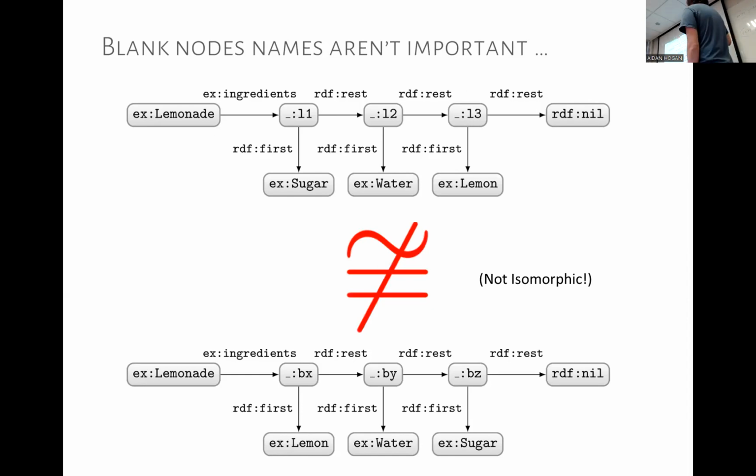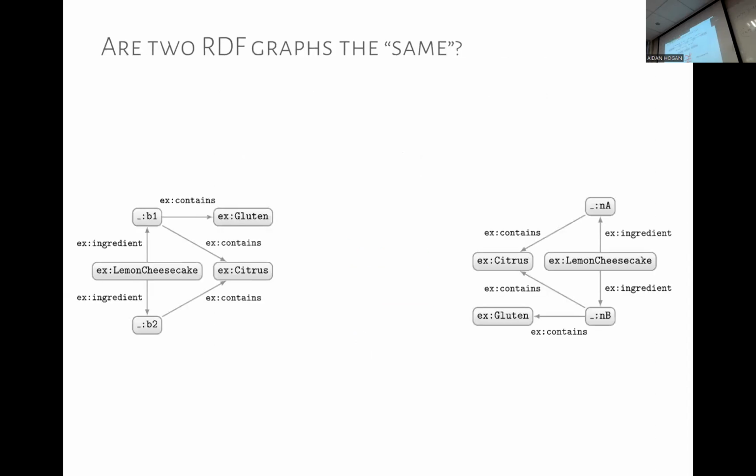In this case, they are not isomorphic because we've changed the order of the elements here. Yeah, so these two graphs are now different. We have the things in a different order, not just the blank node labels are different. So how about this case? Do we think that these two RDF graphs are the same, by which I mean formally isomorphic?